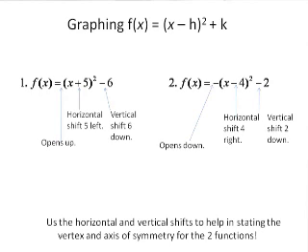Putting this all together, the first function opens up with a horizontal shift of 5 to the left and then a vertical shift of 6 down. The second function will open down. The graph is shifted 4 right and 2 down. We will talk about vertex and axis of symmetry later in this semester.